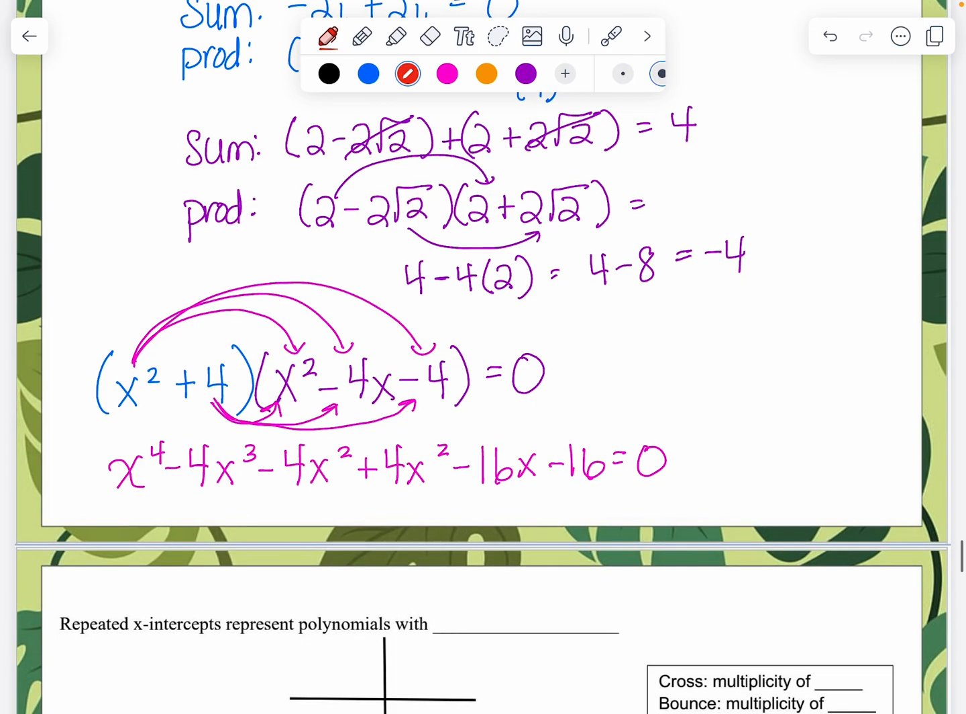For my final polynomial, it is to the fourth power. We had 4 roots. 2 we would be able to see on the coordinate plane. 2 we would not.